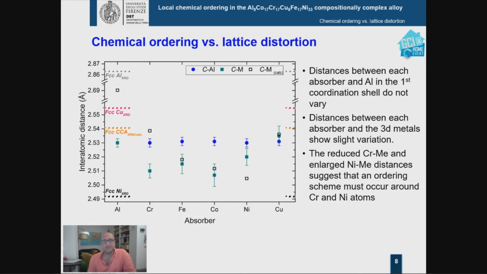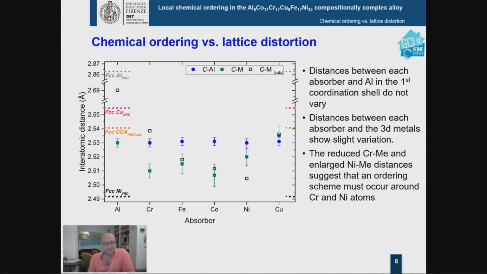Here we show interatomic distance between the investigated element and aluminum in blue, and we see that these distances do not vary much, strengthening the hypothesis that there is a limited contribution of aluminum to lattice distortion. In green, we show the interatomic distances between each investigated element and the average 3D absorbers, which show some slight variation. And it's interesting to compare these measured distances with the calculated ones, shown as empty circles, which were obtained by summing the theoretical metallic radius of each element with the weighted average radius of the transition elements in the alloy according to stoichiometry. Therefore, this is the distance we would expect if we assumed a completely disordered distribution of transition metals.